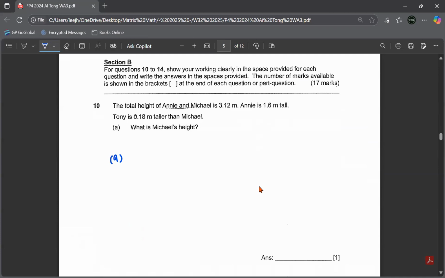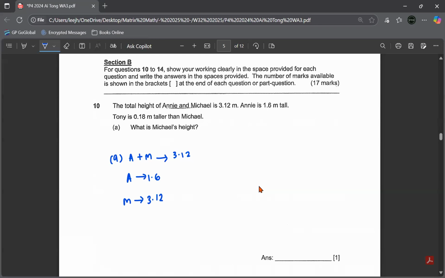If you look at this, we can see that Annie and Michael together is 3.12. We are given Annie. So we write down in simple data recording. So it's Annie plus Michael, so A plus M. We know the value, we write down 3.12 meter. I won't write meter here. I'll write meter at the final answer here as my unit. So we know Annie is 1.6. How to find Michael? That means you need to minus, right?